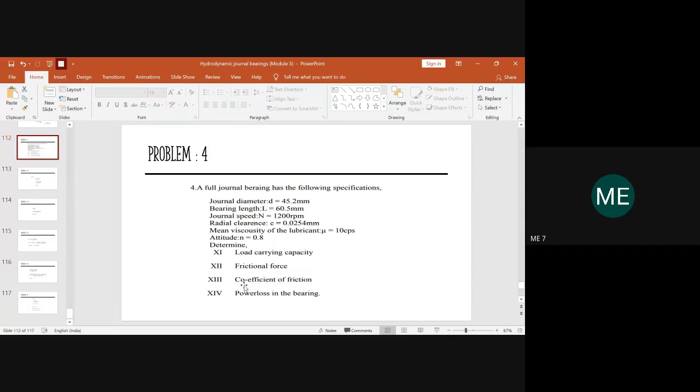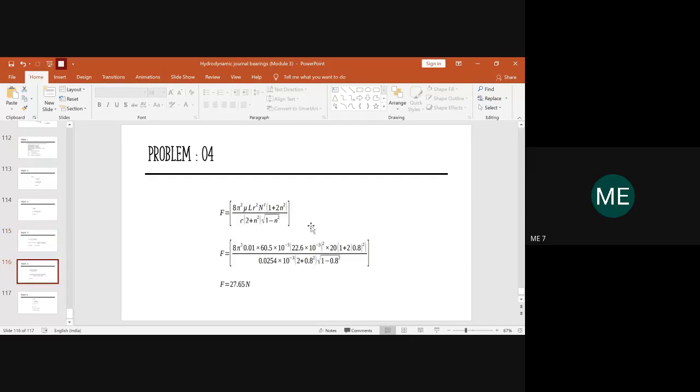So after this, they have asked for the frictional force. What is the equation we follow for frictional force? It is the same thing, same equation. So here the value of mu will be changed. Please type 8 into pi squared. The mu value will be 0.01. And then the length of the journal bearing will be 60.5 into 10 raised to minus 3. And then the radius of the journal will be 22.6 mm. So you will convert it into 10 raised to minus 3.